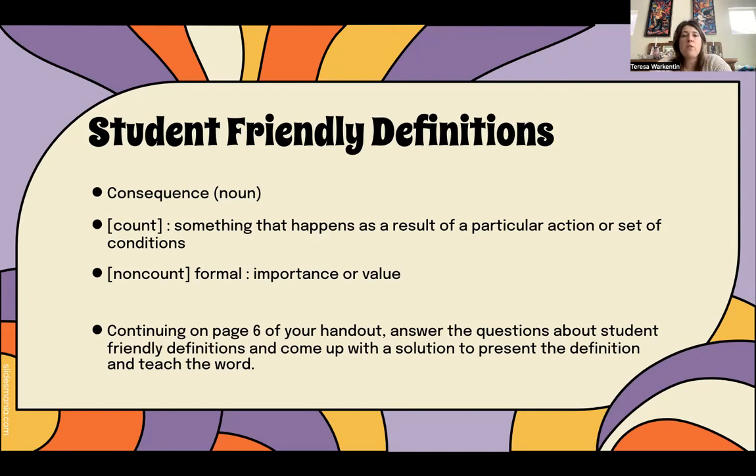So continue on page 6 of your handout and answer the questions about student-friendly definitions, and come up with a solution to present the definition of each word. Practice with this.